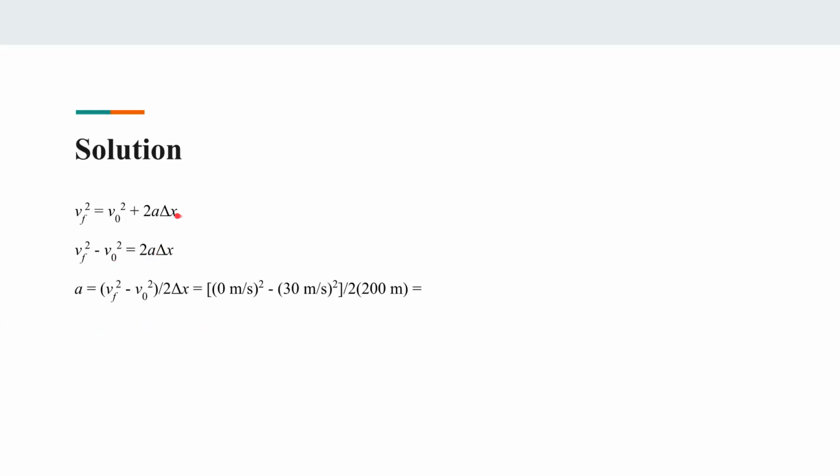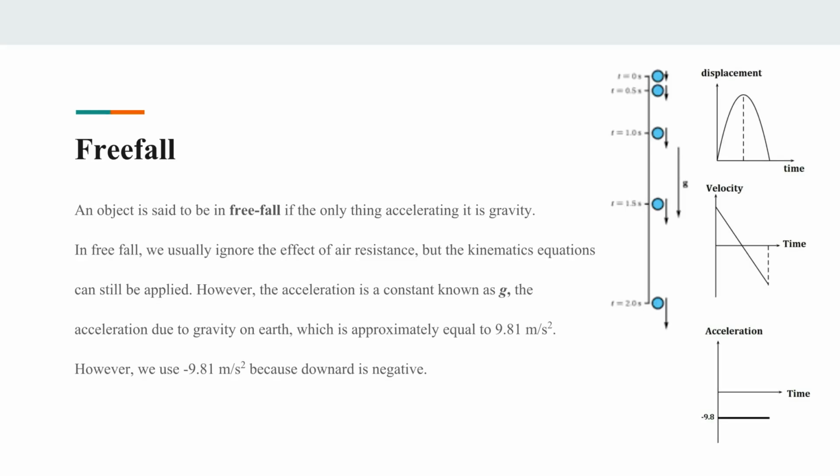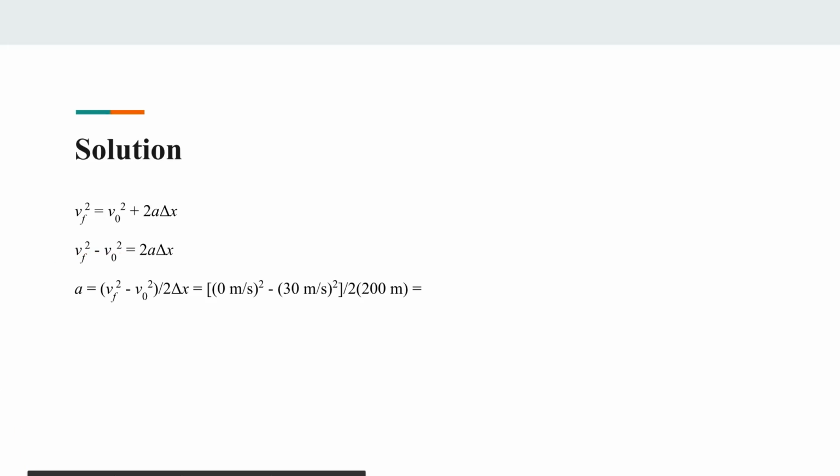So I have the fourth one right here. I subtract v naught squared, then divide by 2 times delta x. That's vf squared minus v naught squared divided by 2 delta x. That equals 0 meters per second squared minus the quantity 30 meters per second squared, divided by 2 times 200 meters, which equals negative 2.25 meters per second squared. This is negative because you're trying to slow down. If you're slowing down, the acceleration will be negative from a positive velocity.